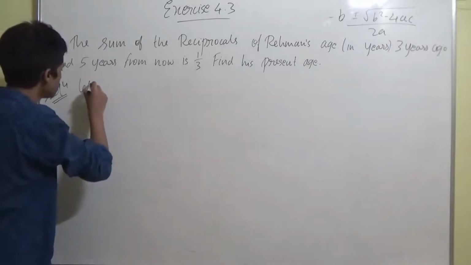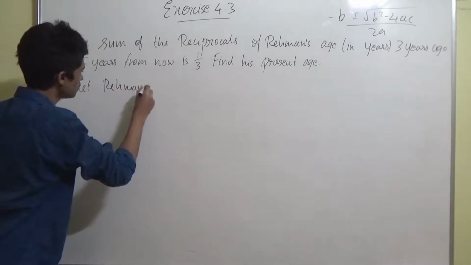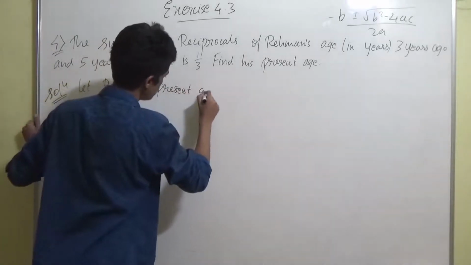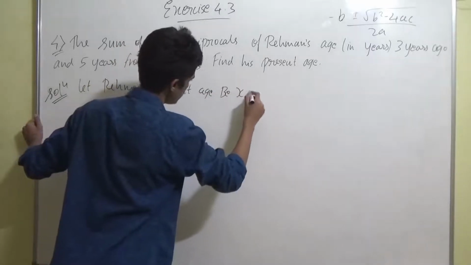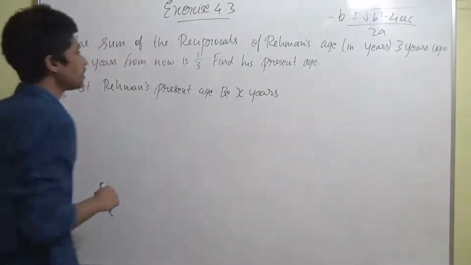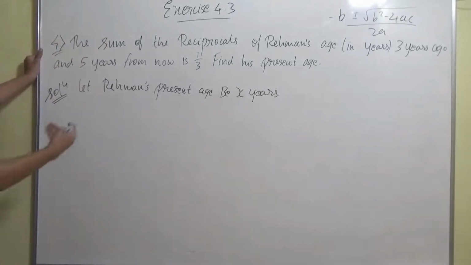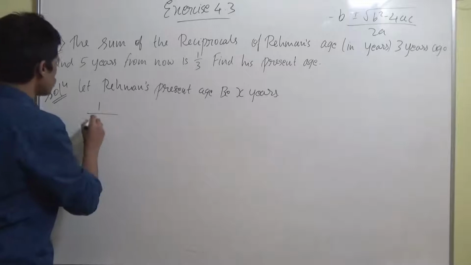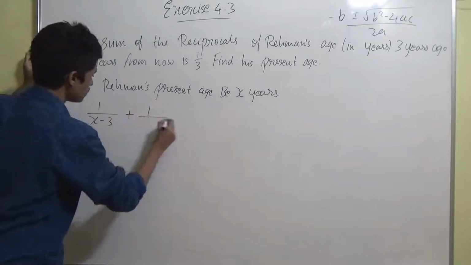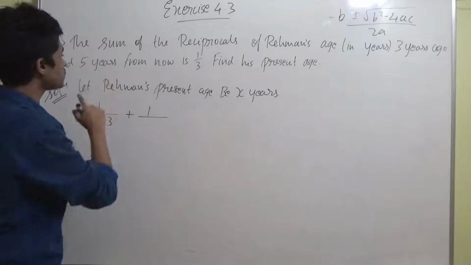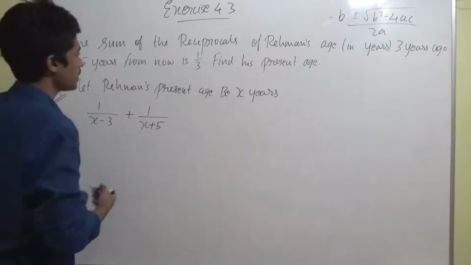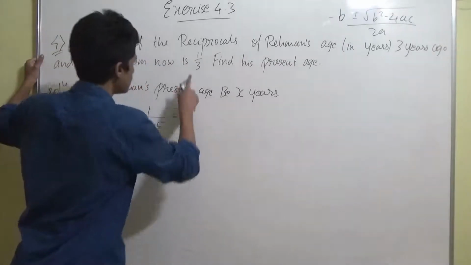So let Rahman's present age be x years. That's the first step guys. Getting it? Now let's go to the condition. They are saying the sum of the reciprocals, okay, it's in fraction, sum of the reciprocals of Rahman's age 3 years ago. First it's in fraction because they are saying reciprocal. 3 years ago means x minus 3, and sum of fraction means and x plus 5 because 5 years from now, which means present age plus 5 is equal to 1 by 3. Getting it? Is 1 by 3.